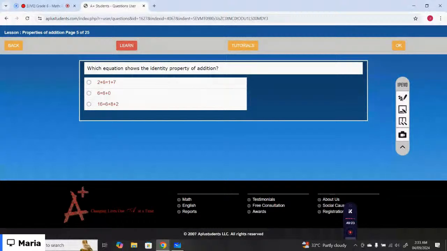That is the second one, right? 6 equals 6 plus 0 is the identity property, right? Okay, so basically you have three basic properties of addition: the identity property, the commutative property, and the associative property. Identity property means when you're adding 0 to any number, the number stays the same, right? So that is the identity property.